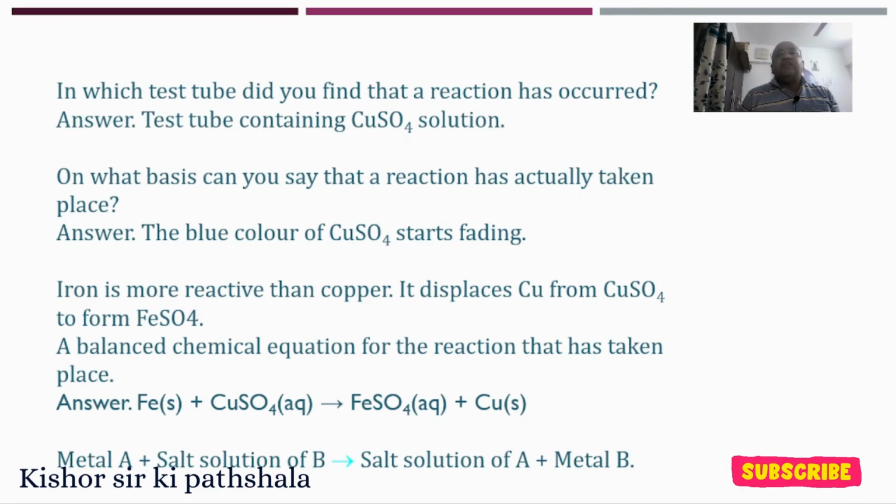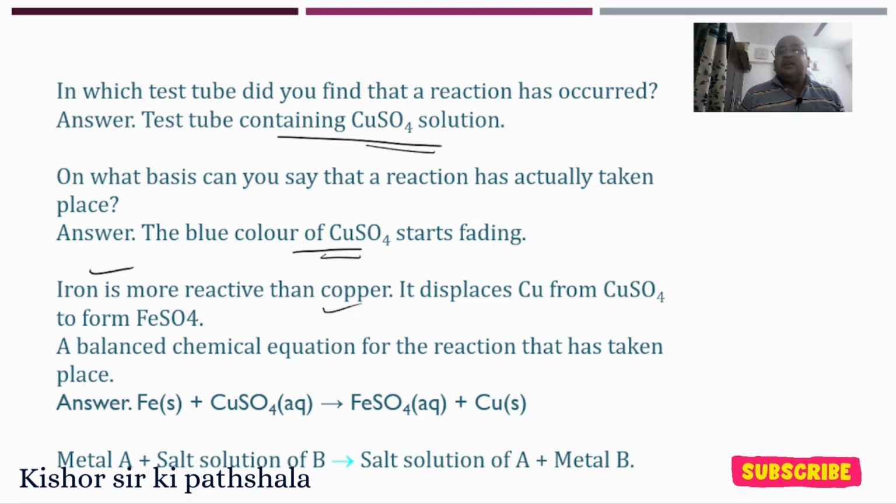In which test tube do you find that the reaction has occurred? We have seen that the reaction occurred in the test tube where copper sulfate was present. We recognized it because the blue color of the copper sulfate faded. On that basis we can say that a reaction has taken place. So we have proved that iron is more reactive than copper.